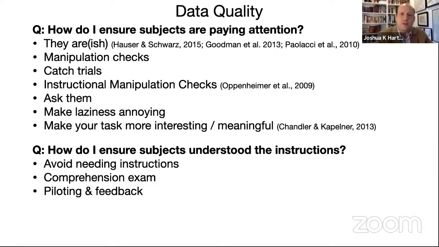Piloting and feedback is also really critical. Piloting and feedback is always critical, but really online, before you test 1,000, pay 500 subjects on Amazon Mechanical Turk, it's a good idea to do a few rounds of testing where you're actually paying people for feedback. Like, what did you think? How interesting was this? Did you understand what you were supposed to do? Did you have any concerns, et cetera? And that can be incredibly useful.